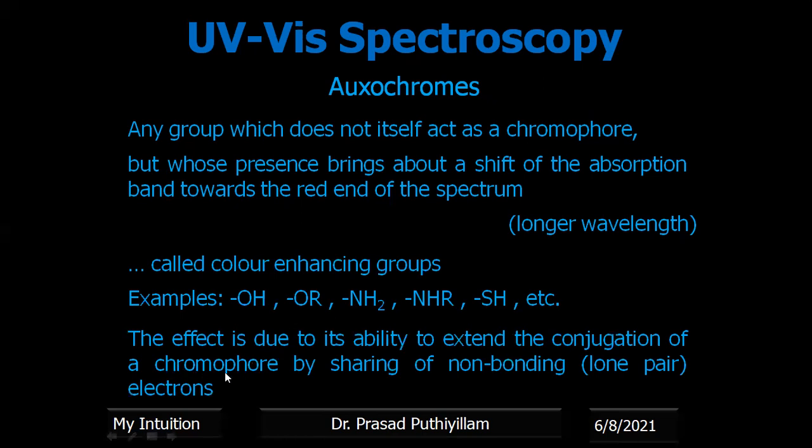Already we have seen that chromophores have unsaturation, double bonds or conjugated double bonds. So these groups are present near that conjugation, or become a part of the conjugation. What conjugation is, and how a lone pair of electrons or a heteroatom becomes a part of conjugation, is explained in my organic chemistry class. Here the lone pair of electrons extends the conjugation of the chromophore by sharing the lone pair or non-bonding electrons.